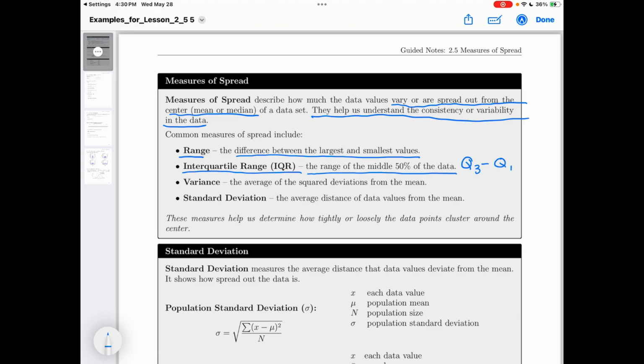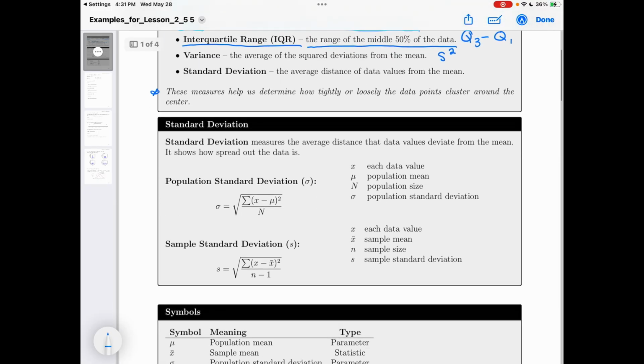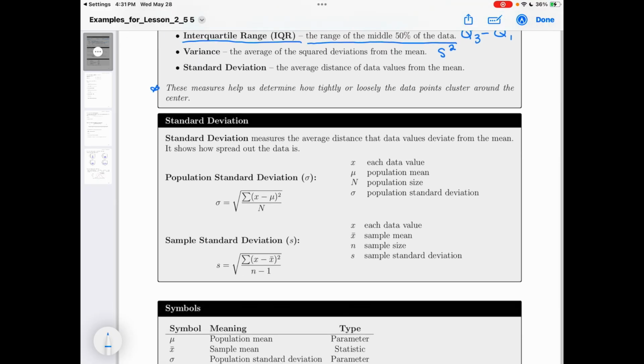The variance is the average of the squared deviations from the mean. So whatever your standard deviation is that we're going to talk about next, that's going to be the standard deviation squared. And the standard deviation is the average distance of data values from the center or from the mean. These measures help us determine how tightly or loosely the data points cluster around the center. That is a great way to explain what we're talking about here.